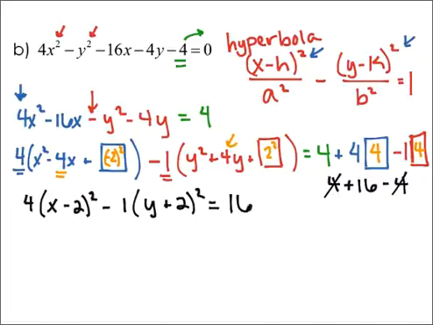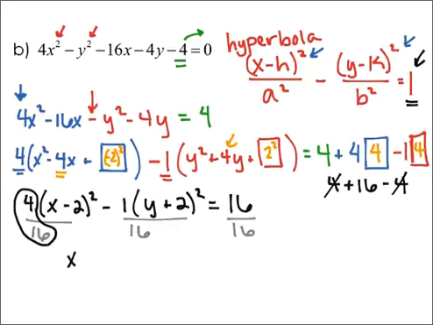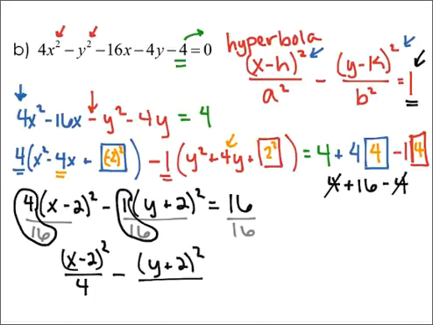Alright, now we're almost done, but remember that a hyperbola, we want it to be equal to 1. So at this point I'm going to go through and I'm going to divide everything by 16 so that it's in my correct format. If I simplify this 4 over 16, I get 1/4, so I've got x minus 2, all of it squared, over 4, minus, if I look here, 1 over 16 just stays as 1 over 16, so I've got y plus 2, all of it squared, over 16 is equal to 1.